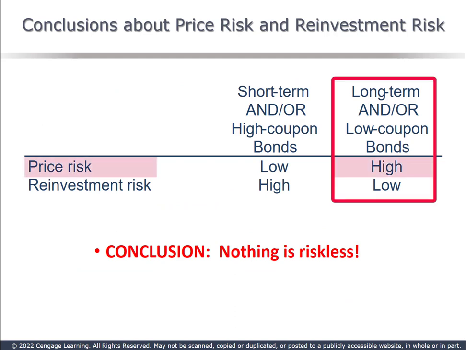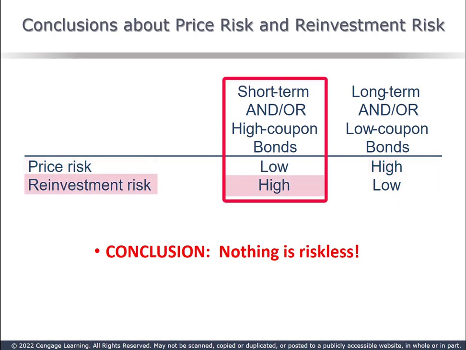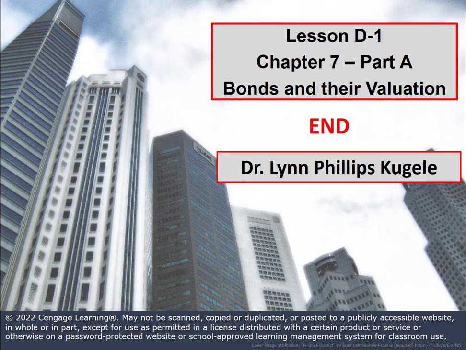Long-term or low-coupon bonds are subject to more price risk. This is because more of the bond's total value is further in the future and is hit harder by discounting. Short-term or high-coupon bonds are subject to more reinvestment risk because the bondholder will receive more income sooner and need to reinvest. This ends the first part of Chapter 7 of our coverage on bonds.